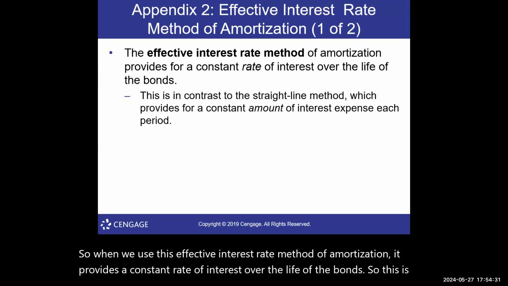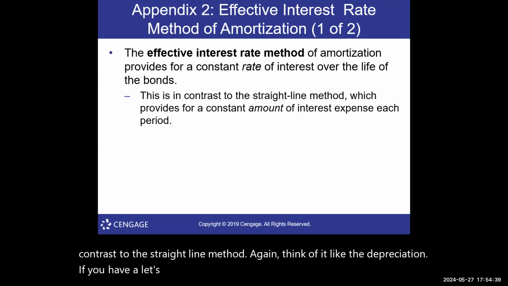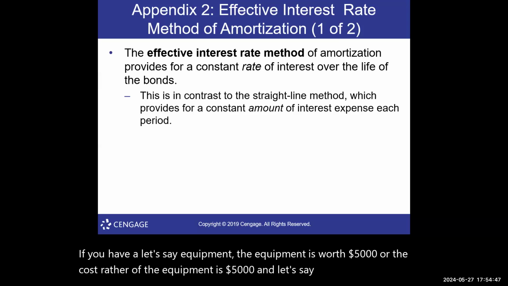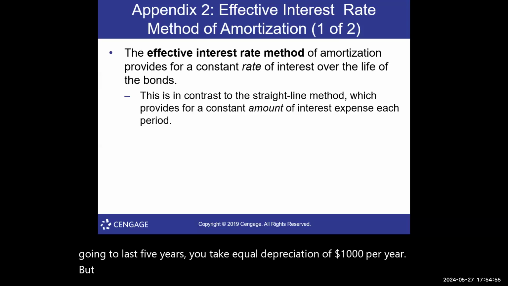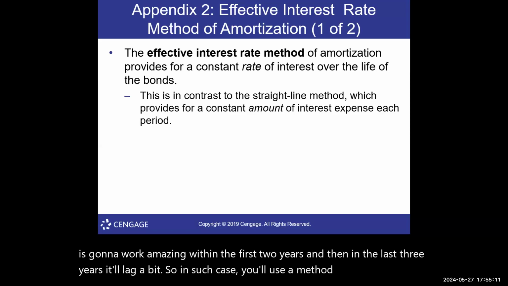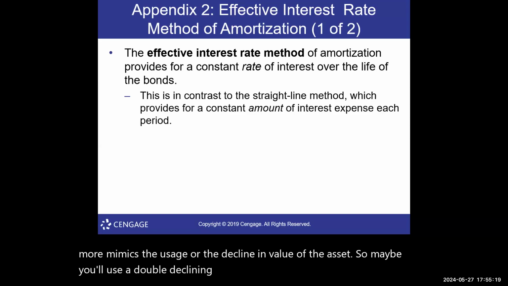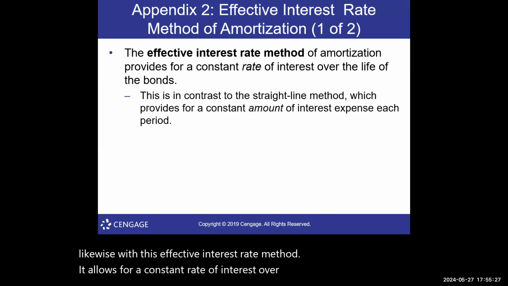So this is in contrast to the straight line method. Again, think of it like depreciation. Let's say you have equipment, and the cost of the equipment is $5,000. And let's say you anticipate that it's going to last 5 years, so you take equal depreciation of $1,000 per year. But that's not necessarily the decline in value, right? Maybe the equipment is going to work amazingly within the first 2 years, and then in the last 3 years, it'll lag a bit. So in such a case, you'll use a method of depreciation that more mimics the usage or the decline in value of the asset. So maybe you'll use a double declining balance method of depreciation. So likewise, the effective interest rate method allows for a constant rate of interest over the life of the bonds versus the straight line method.